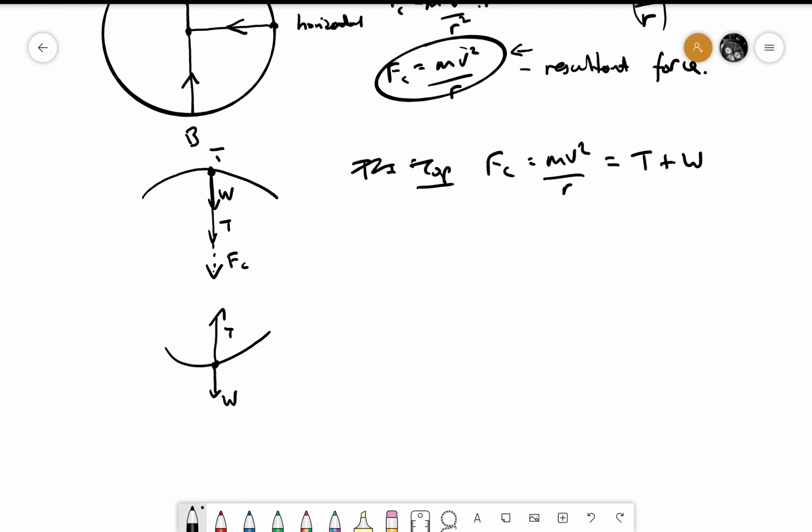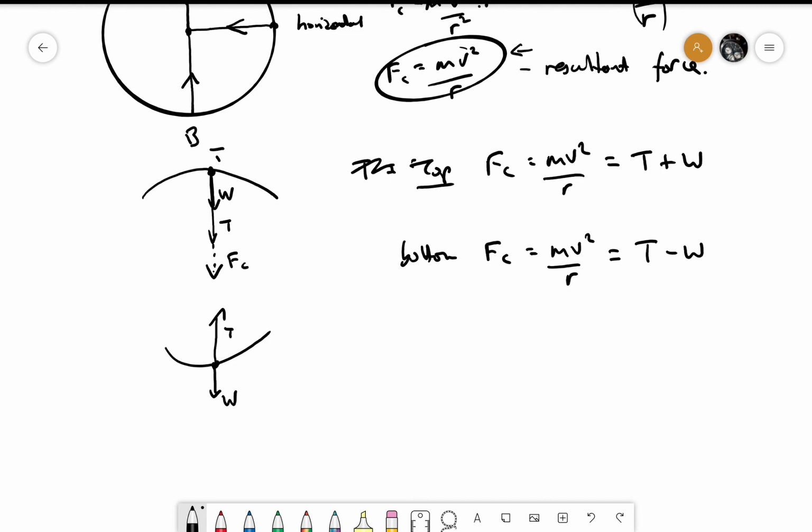Okay, bottom. Centripetal force is still equal to mv squared over r. That's the same. But this time we've got the tension force at the bottom, and we're going to minus the weight from it because it's going in the opposite direction to the centripetal force.